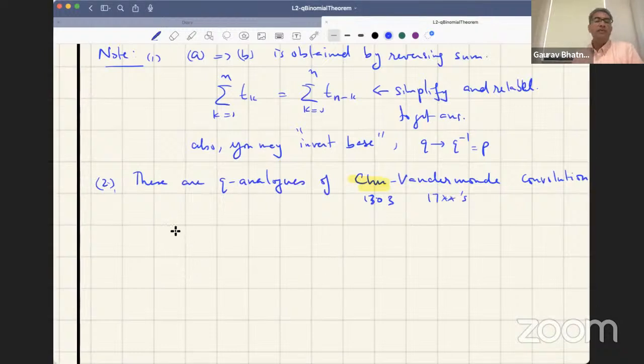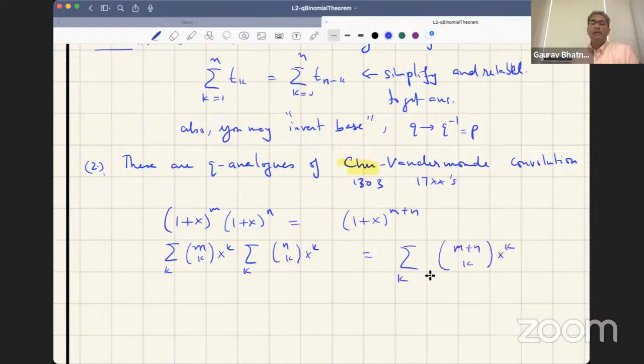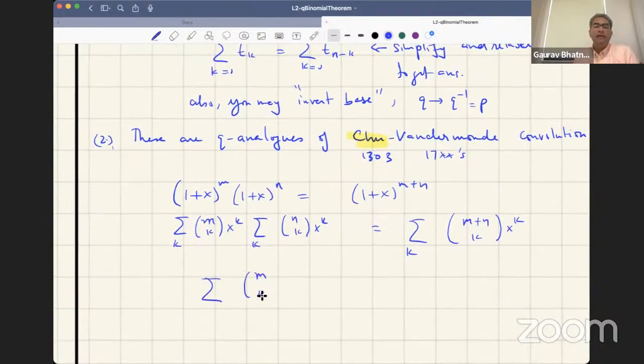I'll tell you the identity because you've seen this. So this identity follows from this kind of technique. So this is the binomial theorem. And if you write this as a summation n choose k, x to the k, and this one as m choose k, x to the k, both on k. And this one you will write as m plus n choose k, x to the k. And if you compare coefficients, then this will be n choose L, m choose k minus L. So the sum will be on L.